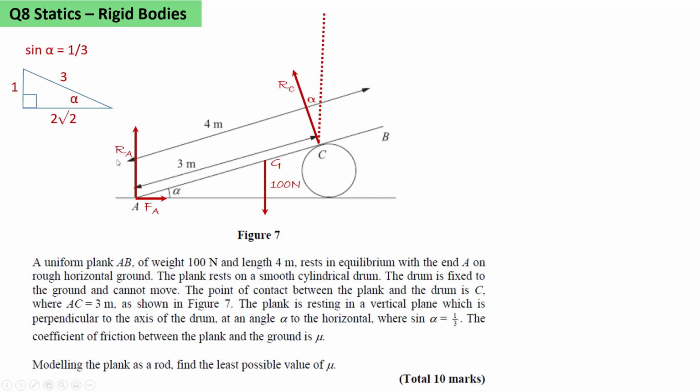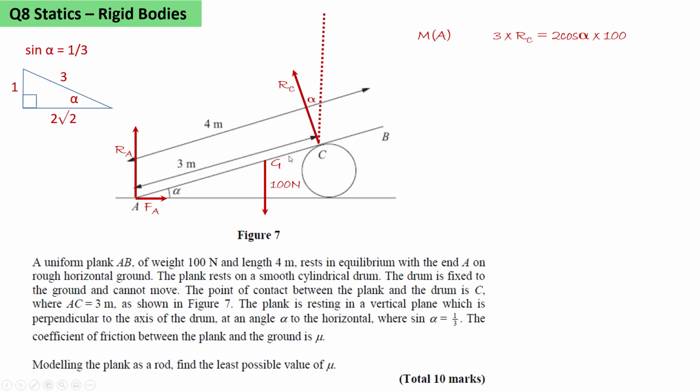We're asked to calculate the least possible value of the coefficient of friction between the plank and the horizontal floor, given that the plank doesn't slip. We know that the least possible value of mu will be FA divided by RA. So we need to calculate the various missing forces. We're going to start by taking moments about A to calculate RC.